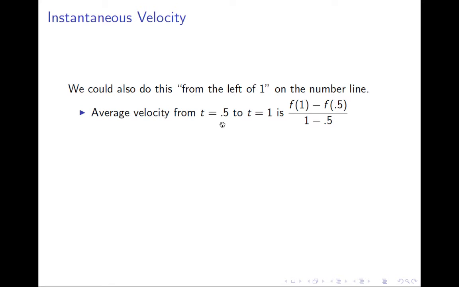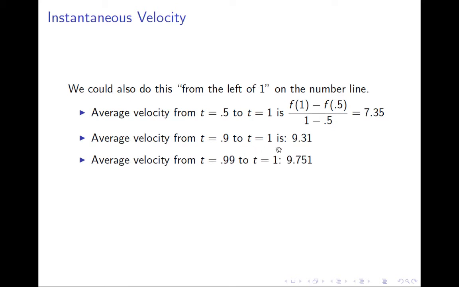Like I could take the average velocity from some time before 1 and ending when time equals 1. So say from time 1/2 second into the trip to 1 second into the trip, and I get back an average velocity of 7.35. I can do it again for a smaller interval that gets closer to 1, but from the left, say from 0.9 to 1, and I get an average velocity of 9.31. Then from 0.99 to 1, we get 9.751, and so on.